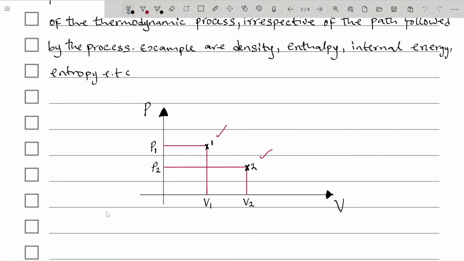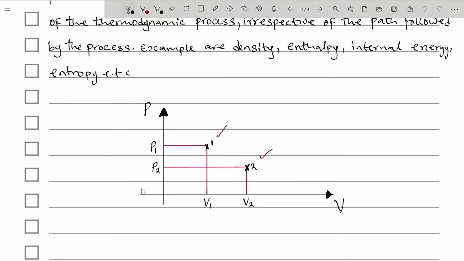Just like in the pressure volume diagram here, you can see the initial pressure P1 and the initial volume. It only depends on the point. For pressure, this is the final pressure, and this is also the final volume.